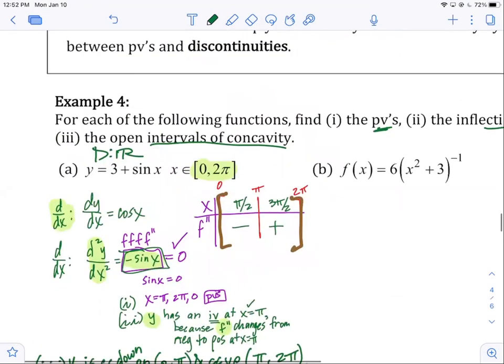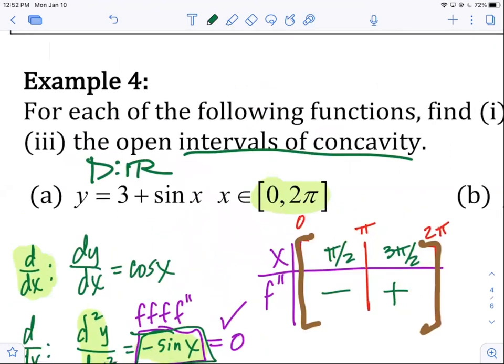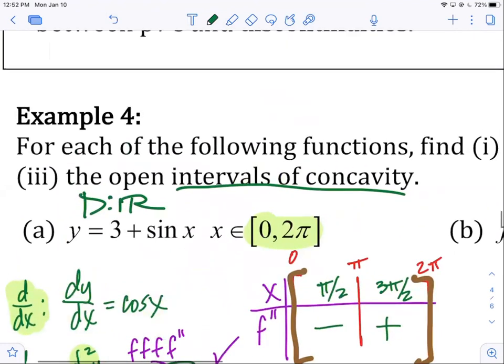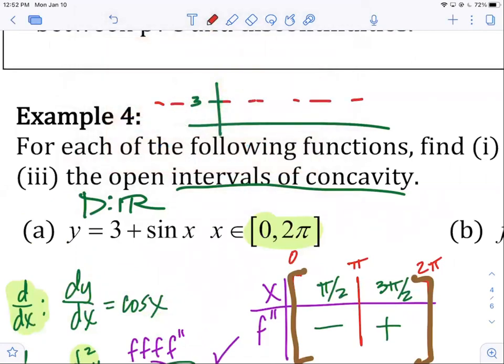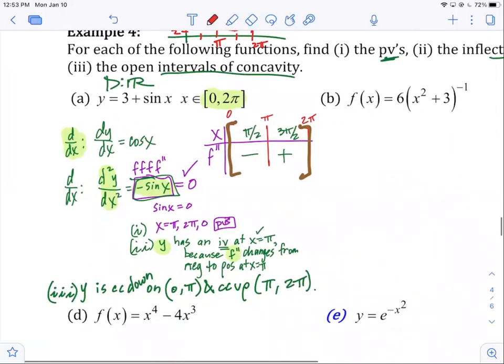Now we can verify that because 3 plus sine of x is just the graph of sine, and the plus 3 moves everything up 3 units. So if you wanted to sketch the graph, here's the sinusoidal axis that used to be the x-axis. It's now up at 3. And it goes all the way up to 4 and all the way down to 2. And then here is 2 pi, here's pi, here's pi halves, 3 pi halves. Sine: axis, high, axis, low, axis. So concave down, concave up. Is that the same result we got?